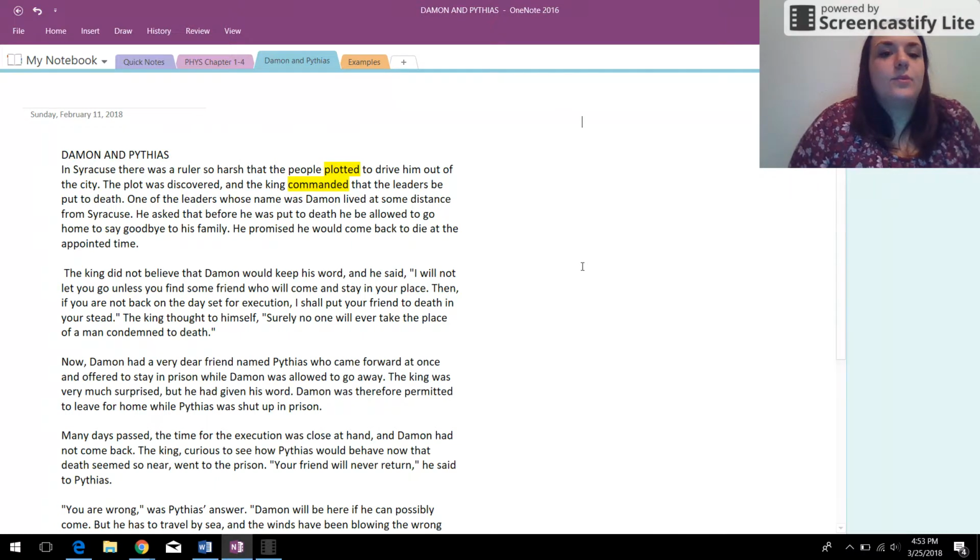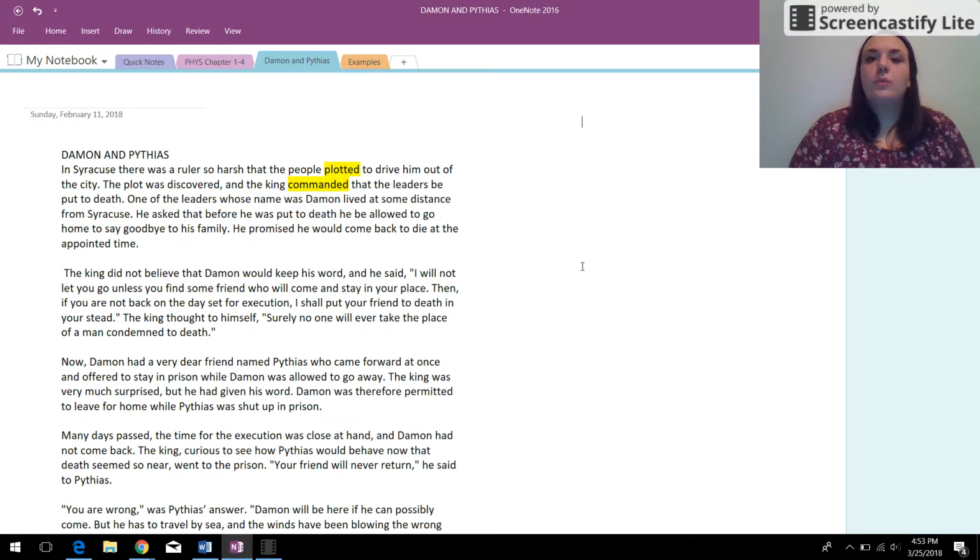In Syracuse, there was a ruler so harsh that the people plotted to drive him out of the city. The plot was discovered, and the king commanded that the leaders be put to death. One of the leaders, whose name was Damon, lived at some distance from Syracuse. He asked that before he was put to death, he be allowed to go home and say goodbye to his family. He promised he would come back to die at the appointed time.